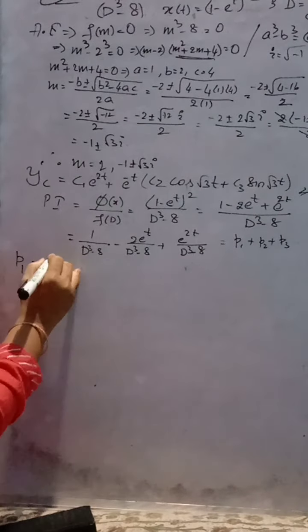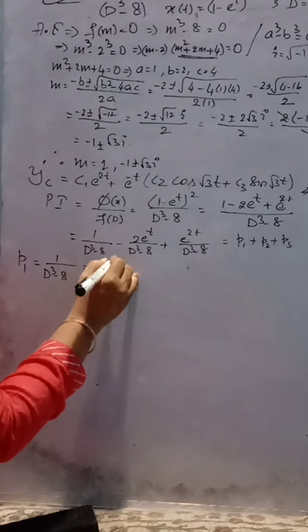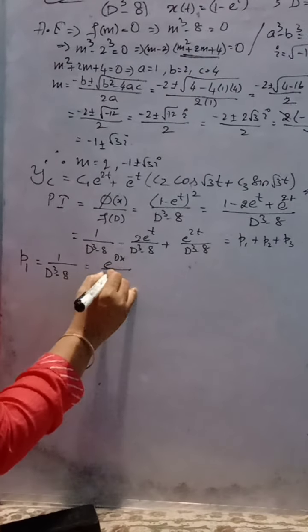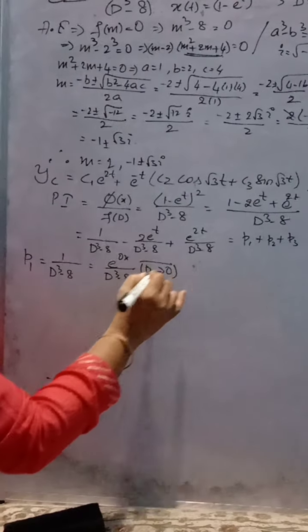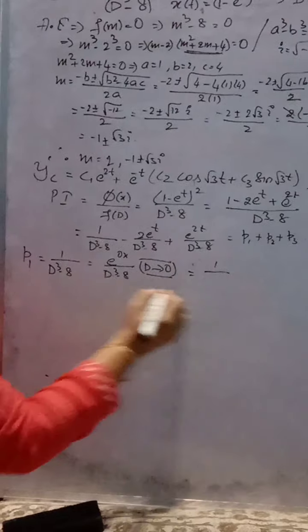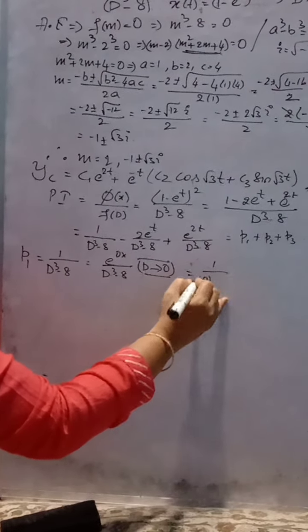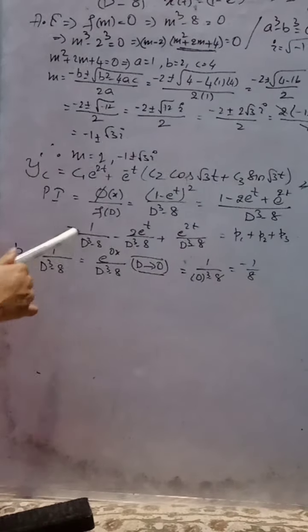P1 is equal to 1 by D cube minus 8. Now I can write 1 as e raised to 0x divided by D cube minus 8. And now D is replaced by a, that is 0. So if I do that, the numerator anyways is 1. Denominator will be 0 the whole cube minus 8, which is going to become minus 1 by 8. This is the solution for the first part.